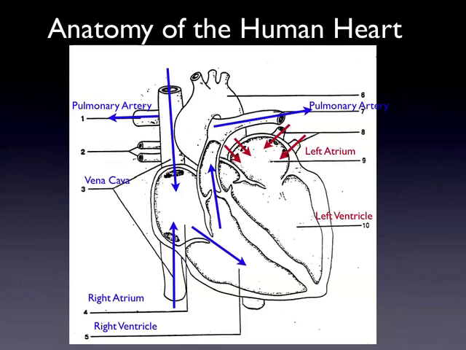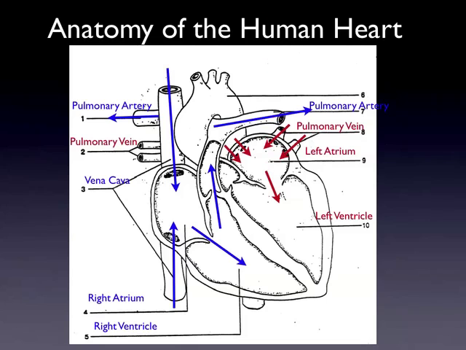This is number 8 and number 2. This blood is coming from the lungs. So what's one word we're going to use? Pulmonary. It's going to the heart, so vein. These are pulmonary veins. Good job, Brandon. These pulmonary veins bring this oxygenated blood back into the left atrium.